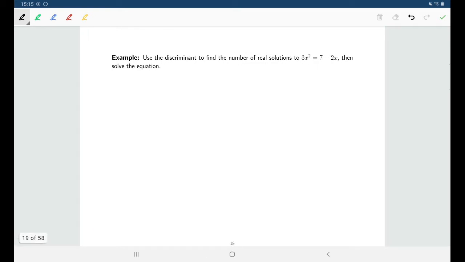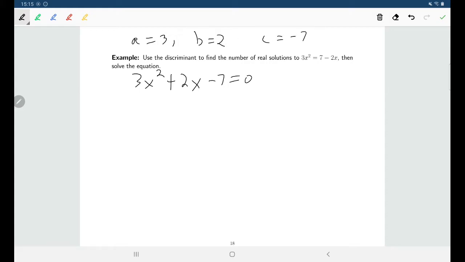So if we're looking at this equation, 3x squared equals 7 minus 2x, first thing, before I think about using the quadratic formula, I'll move everybody so that all of my terms are on one side. So 3x squared plus 2x minus 7 equals 0. Because before we identify that a is 3, that b is positive 2, and that c is negative 7, we have to have written our equation in standard form. Everything on one side, 0 on the other side.